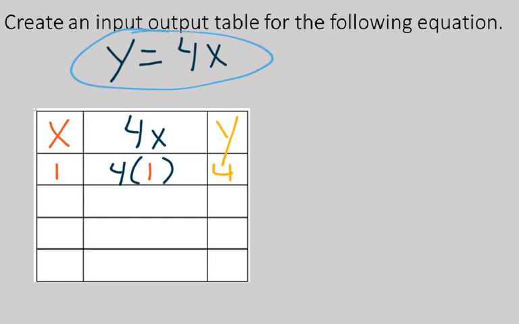Let's plug in a 2. So again, we're going to multiply 4 times 2. And what is the output? 4 times 2 is 8. And let's plug in a 3. So we have 4 times the 3. And 4 times 3 is 12.